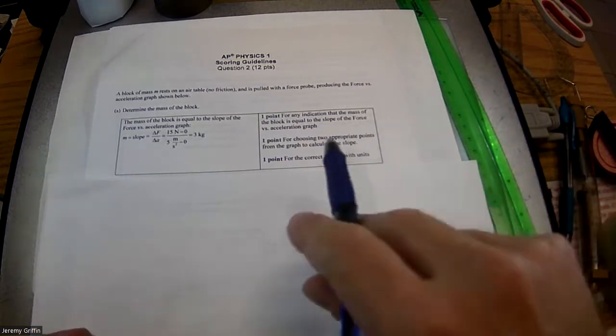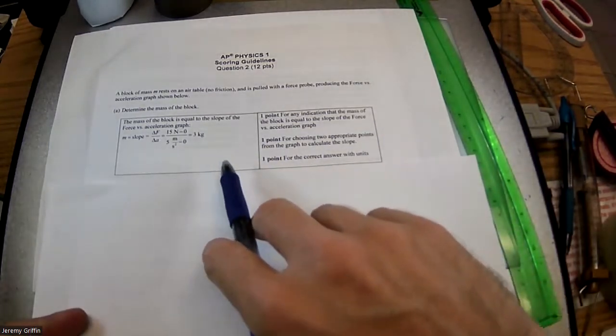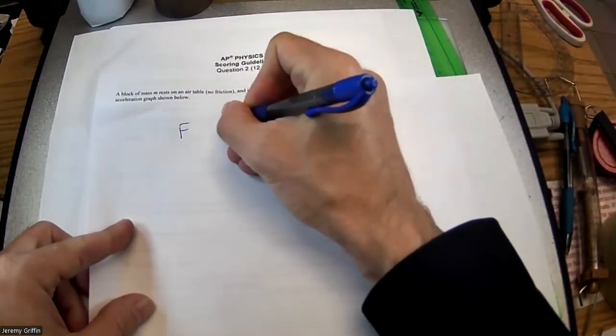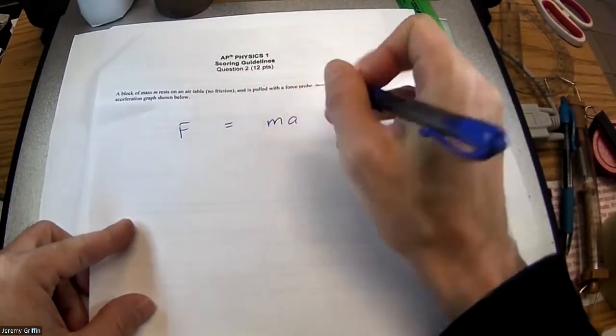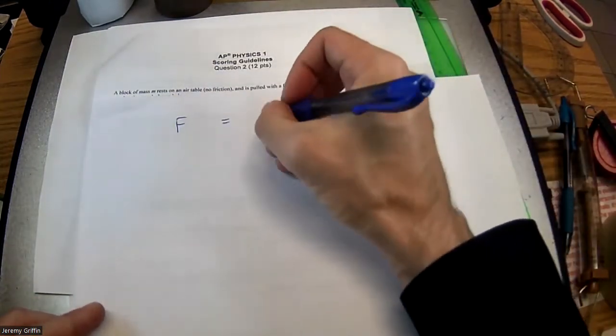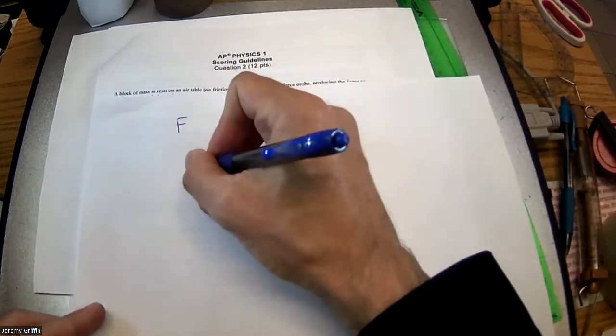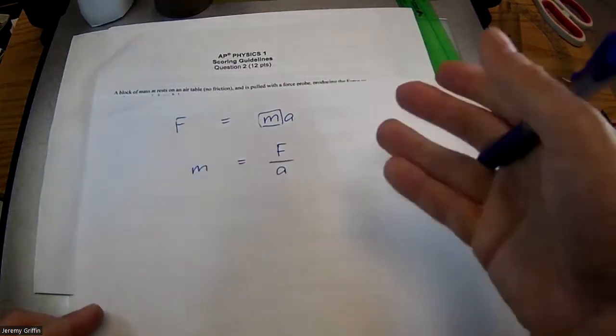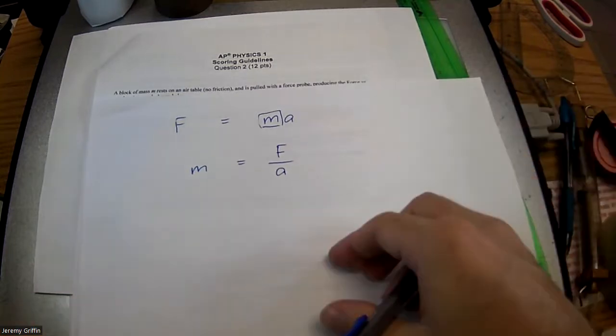F equals ma. If you rearrange, here, let me write this bigger, it works better for the camera. Here's Newton's second law of motion. A lot of times I write it a equals F over m, but you get the idea. But if you're solving for the mass, wouldn't mass be force divided by acceleration? Now it's a direct relationship, so you can pick any point.